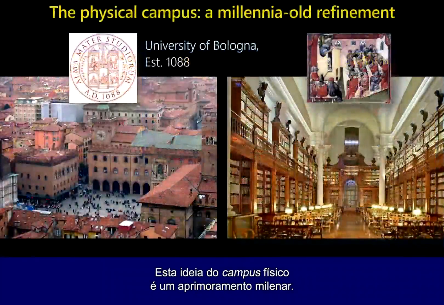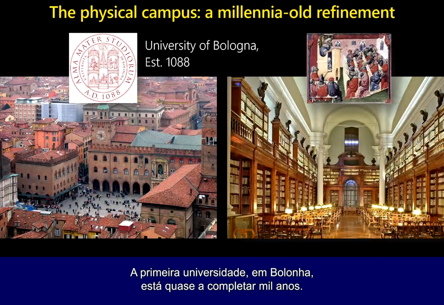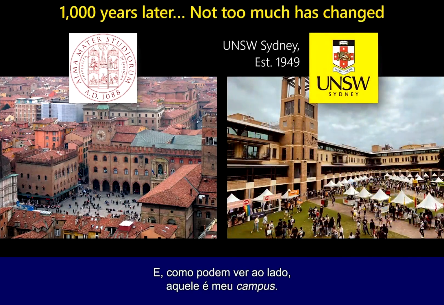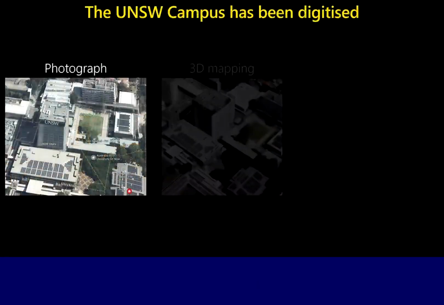So this idea of the physical campus, it's a millennia-old refinement. The very first university in Bologna is coming up to almost 1,000 years old today. And you can see right next to it, there is my campus today. My university was founded in just 1949, and it looks quite the same, cloisters and a clock tower and everything. In fact, even here in Portugal, we have one of the world's oldest universities from 1290 AD.